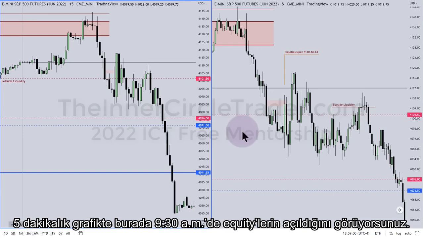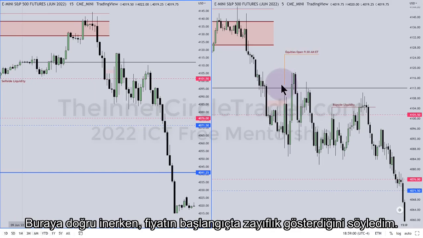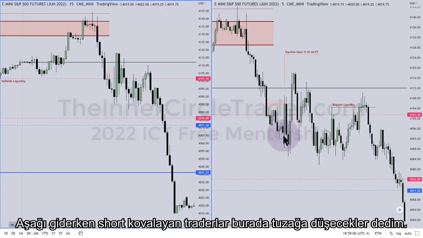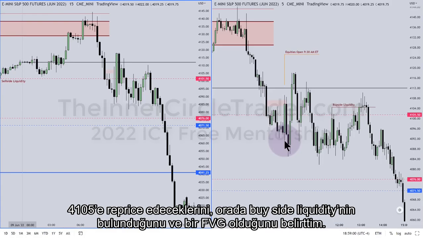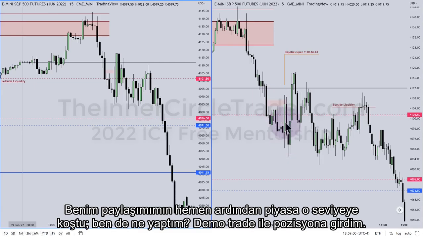On the 5-minute chart, you can see here we have the equities opening at 9:30 a.m. here. And I mentioned when we were down here, I said price is initially showing weakness. It's going lower. Traders are going to get caught short doing that, chasing price going lower. They're going to reprice to 41.05. There's buy side liquidity resting there and a fair value gap. The market immediately after my post runs to that level.